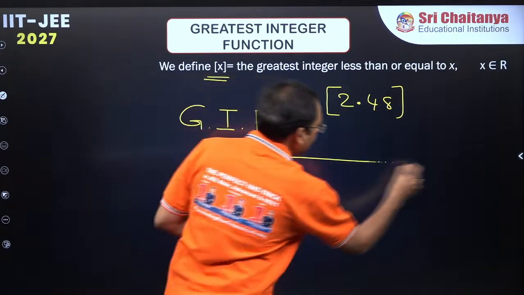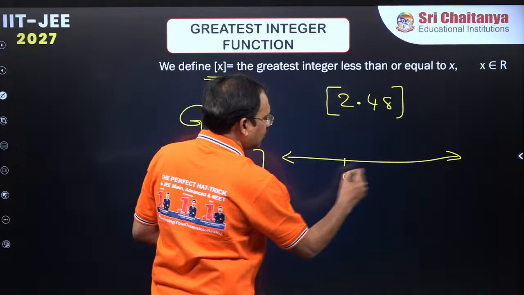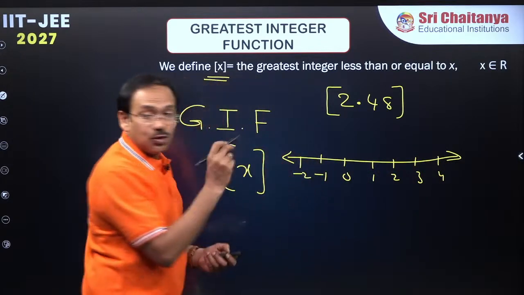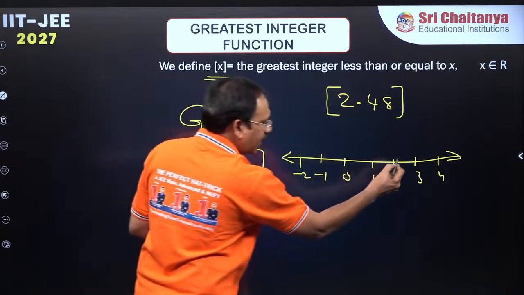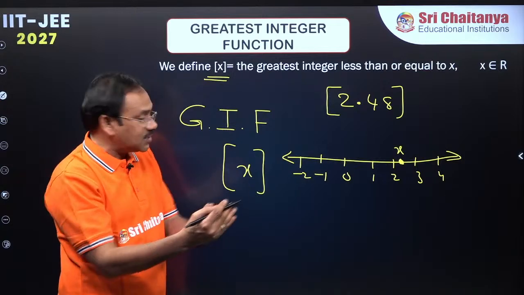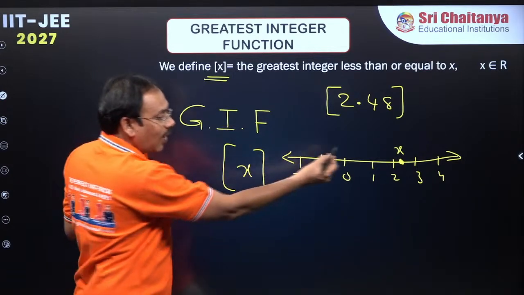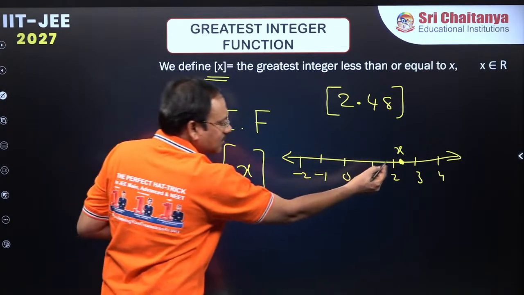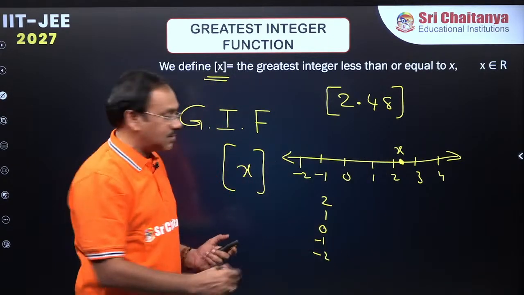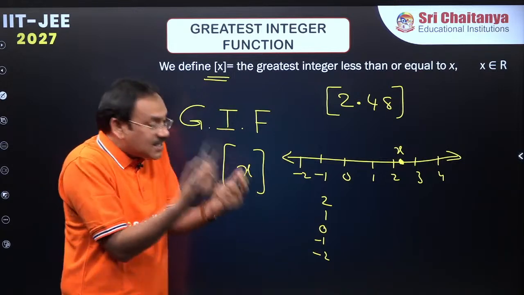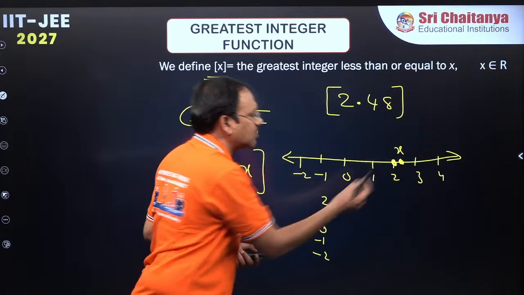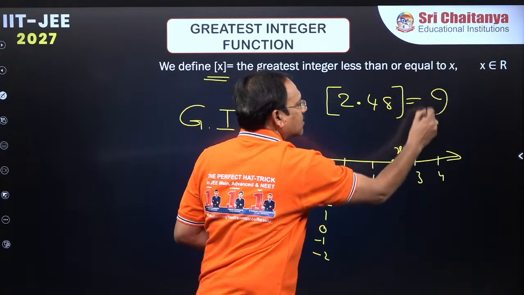Take the number line: 0, 1, 2, 3, 4, minus 1, minus 2. Your x value is 2.48. You are here, this is your x. What are the integers less than or equal to x? It is 2, 1, 0, minus 1, minus 2, like this. Among all those, the greatest one is 2, dear students, and hence the answer is 2.